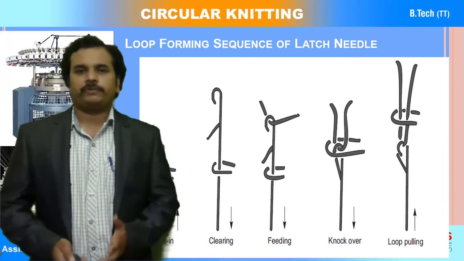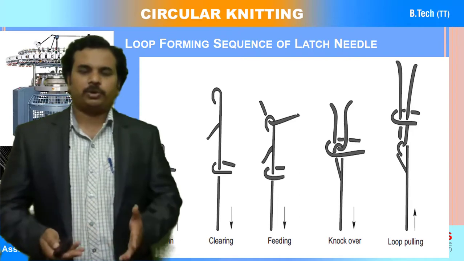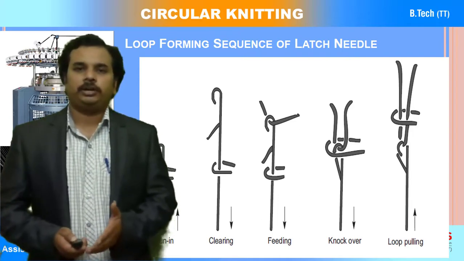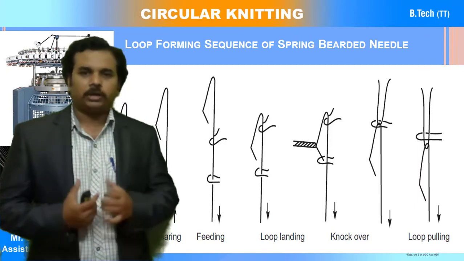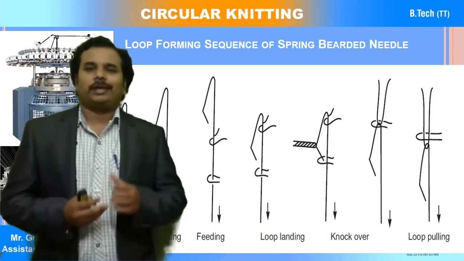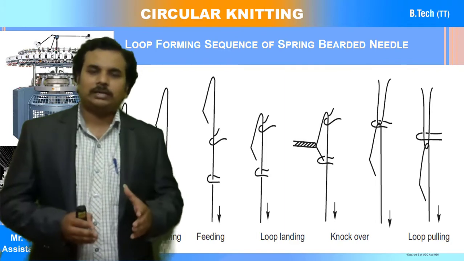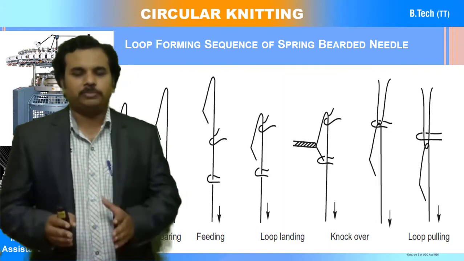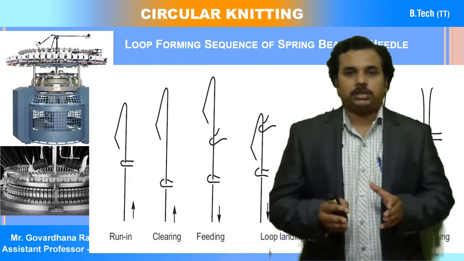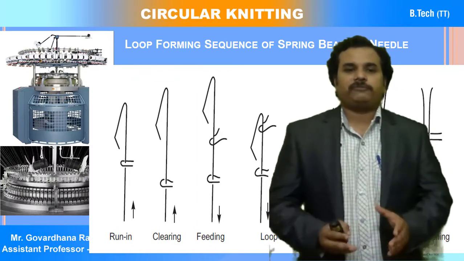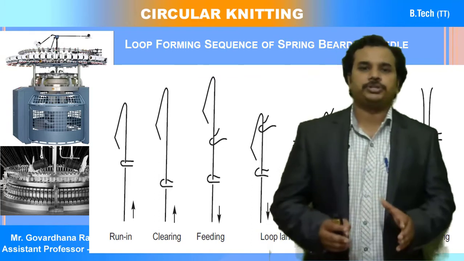Now we will go for the next one, that is the spring-bearded needle loop formation sequence. Here you can observe there are a total of 7 steps, or 7 images, shown on the screen. You can see the first step, the running position.